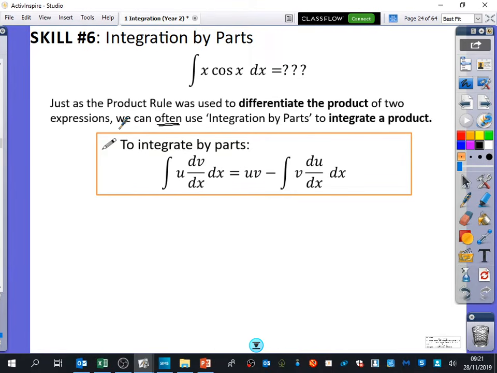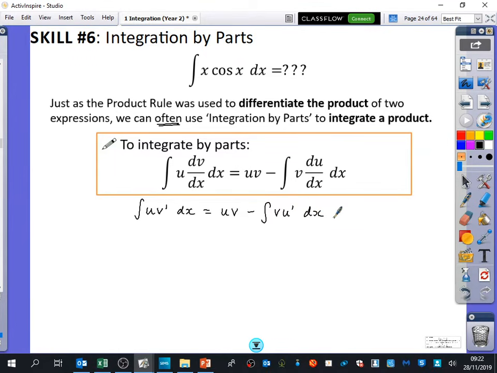Now, the formula for integration by parts says the integral of u dv/dx, this is the thing we're trying to integrate, you're going to integrate this with respect to x. And what it will be equal to is u times v minus the integral of v times the derivative of u with respect to x, dx. It looks really complicated. I'm going to just rewrite this formula in a way that might be a little bit easier. So instead of doing it as u dv/dx, I'm going to say u v dash, and that just equals uv minus the integral of v u dash dx.